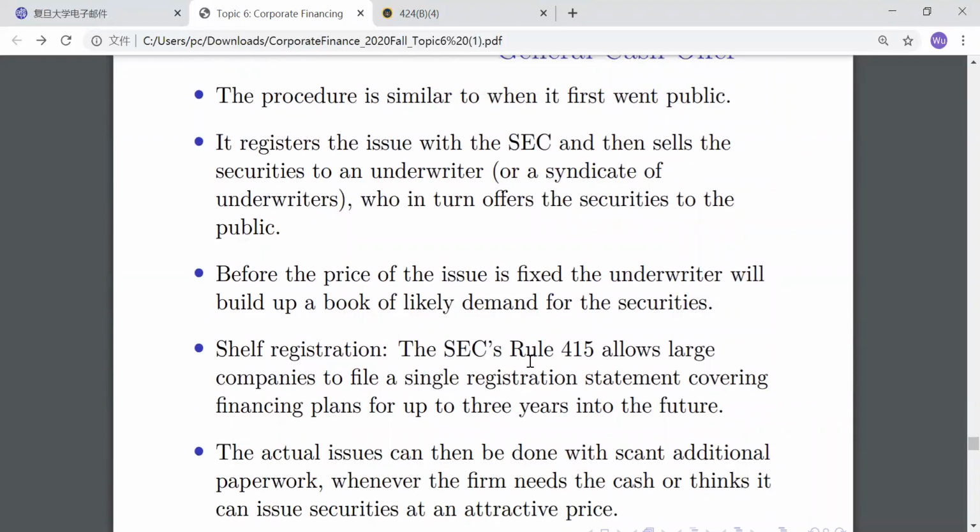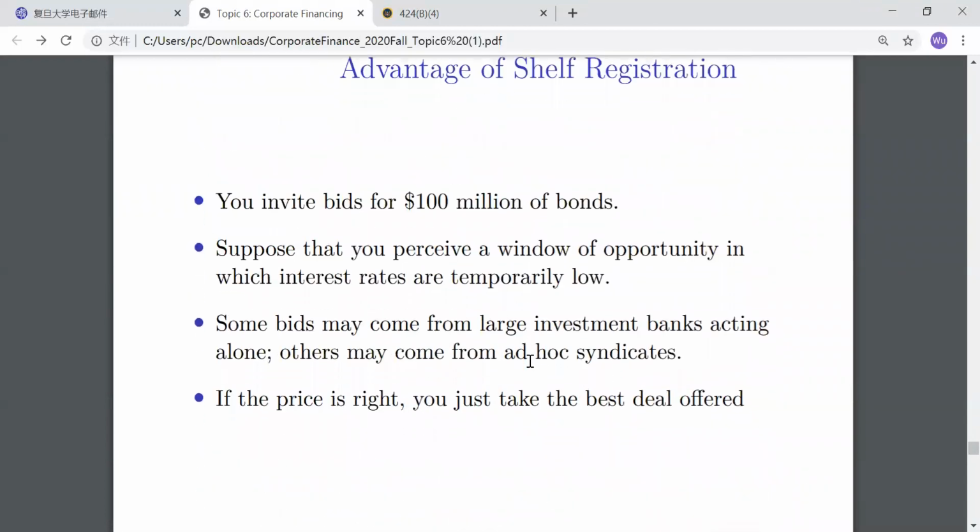Because the registration process with the SEC is very lengthy and cumbersome, there's an easier way to do the security sale, which is called shelf registration. Here, large companies are able to file a single registration statement covering financing plans for up to 3 years. That means within the 3 years, you don't have to file registration again. You can just file this plan ahead of the issuance. So let's say you invite bids for 100 million of bonds, and suppose you perceive a window of opportunity where interest rates are temporarily low. This window of opportunity will disappear quickly.